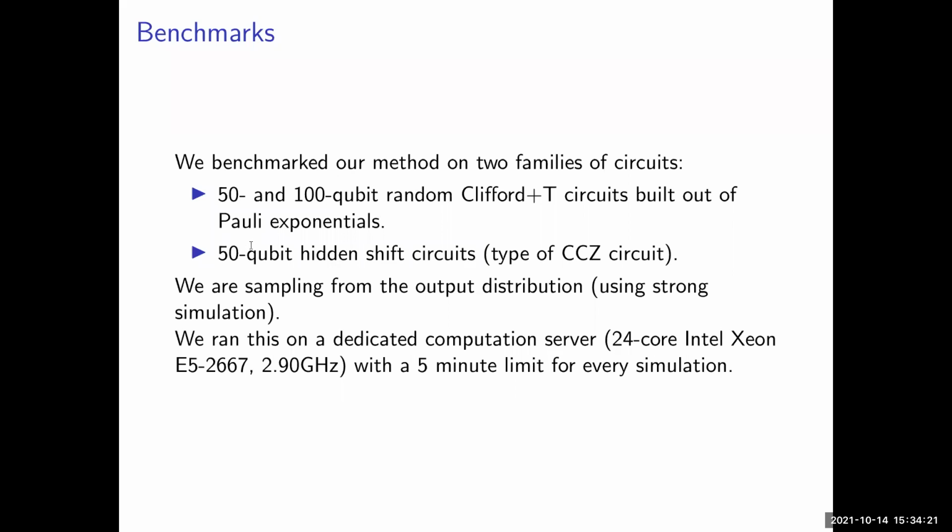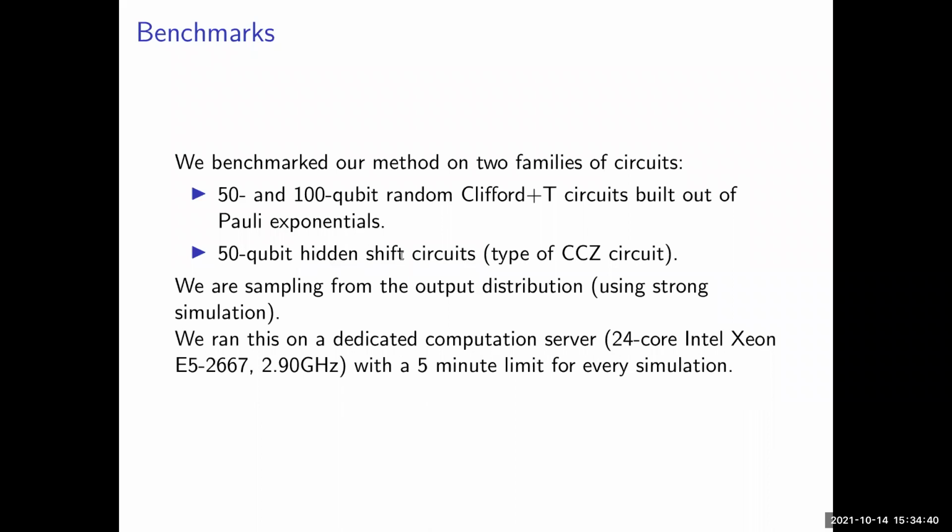And then the other class of circuits is a class we call hidden shift circuits, which were also benchmarked in other papers using this stabilizer decomposition method. The only thing important for us now is that it's a type of CCZ circuit, which has a very particular structure.